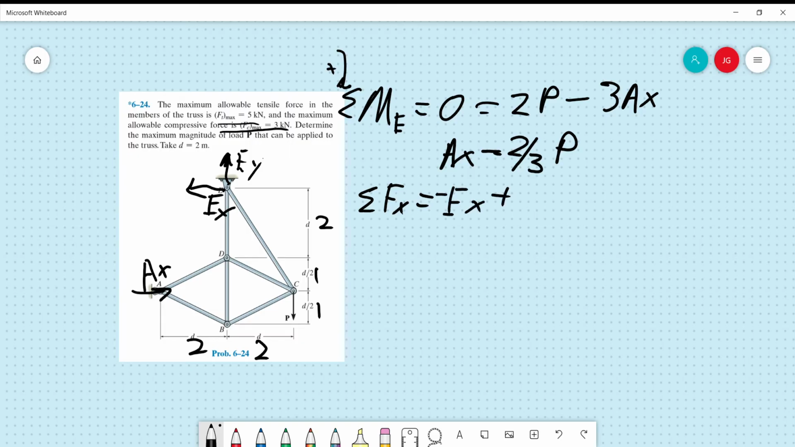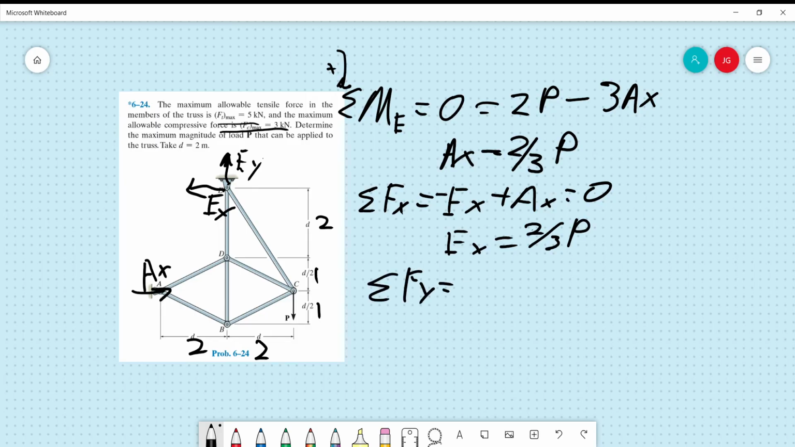Negative AX plus EX, right? That equals 0. So that means EX is also going to be 2/3 P. God, I'm terrible at writing out this thing sometimes. Alright? Super simple. And sum of forces in the y equals 0. This way positive gets me EY minus P, which just means EY is equal to P.